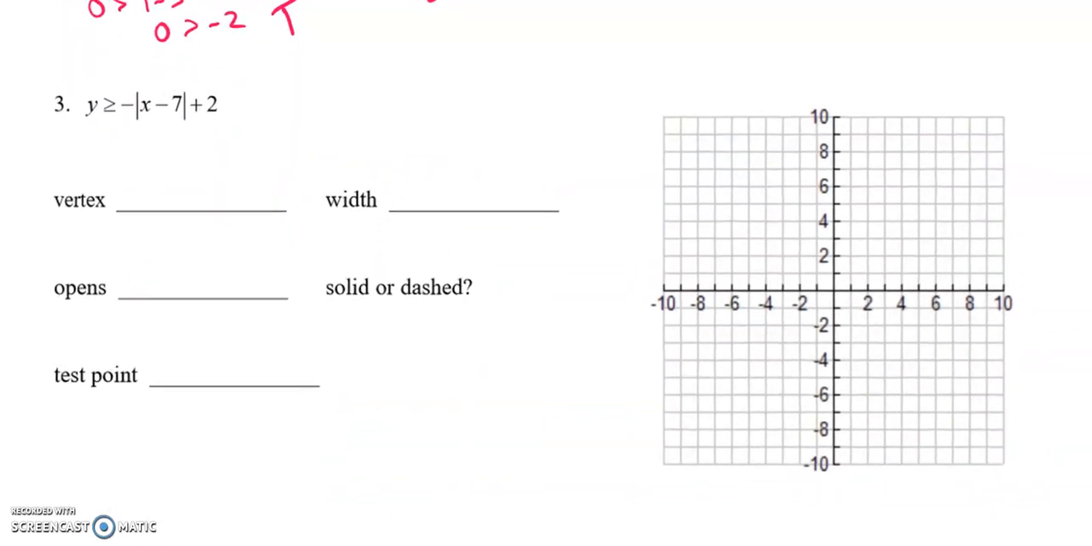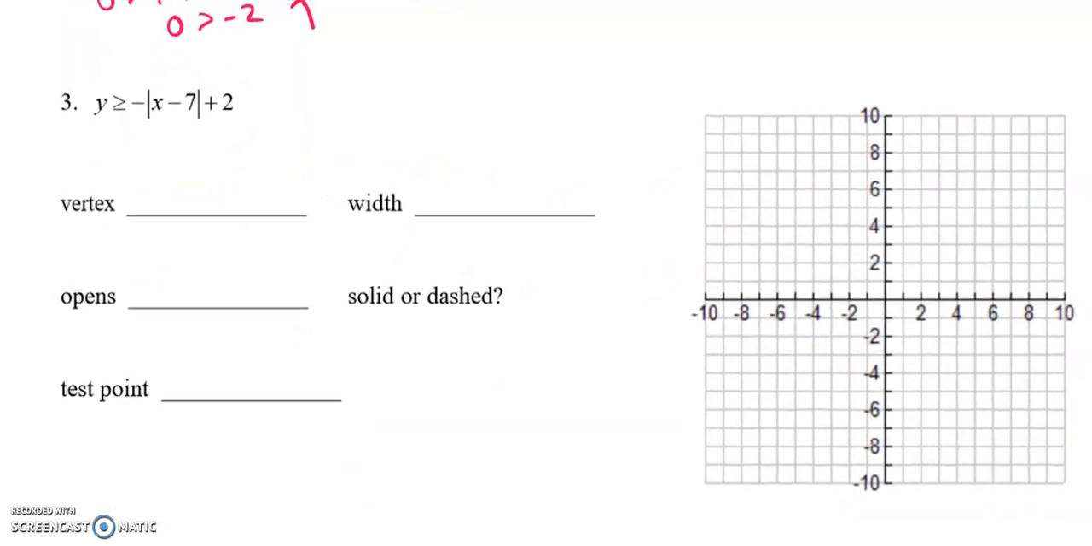Let's try 3. What's the vertex? Where does it open? Solid or dashed? Where do you want to start?